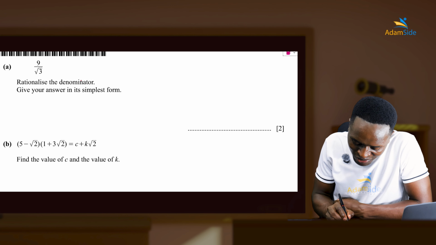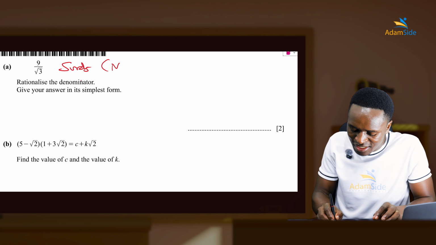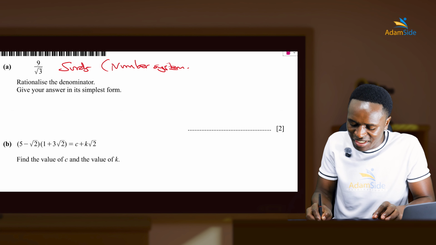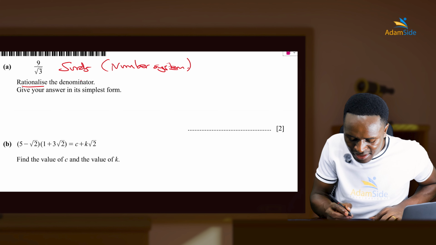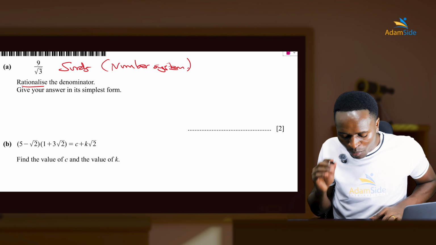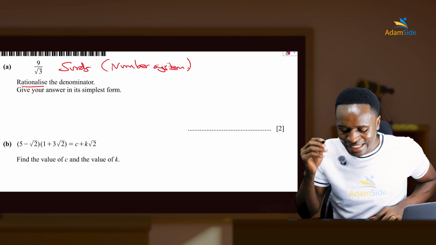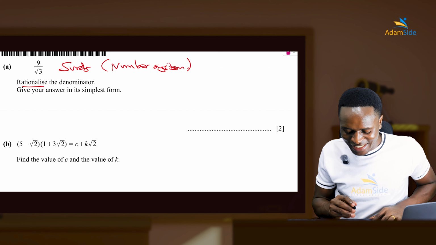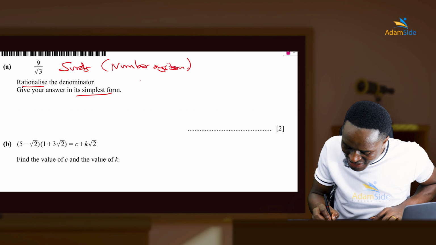We are going to the unit of surds. Now here it's a subunit in number system. Very important topic. Rationalize the denominator. What's the meaning of rationalizing? It means to simplify, removing the square root sign from the denominator of a fraction. Give your answer in simplest form. Very good. Now it's easy.